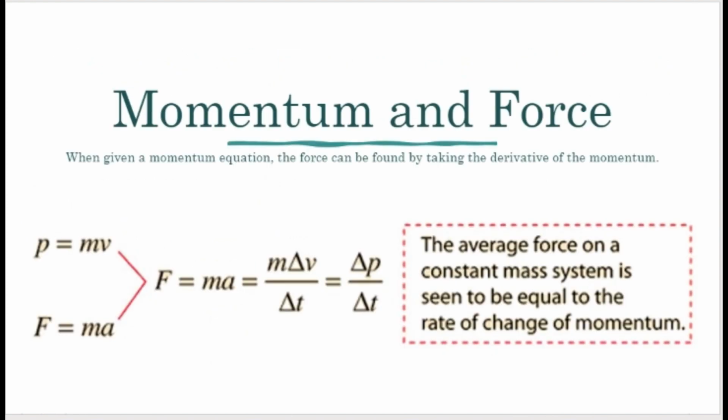And finally, with momentum and force, when given a momentum equation, the force can be found by taking the derivative of the momentum over time. This is because the average force on a constant mass system is equal to the rate of change of the momentum.